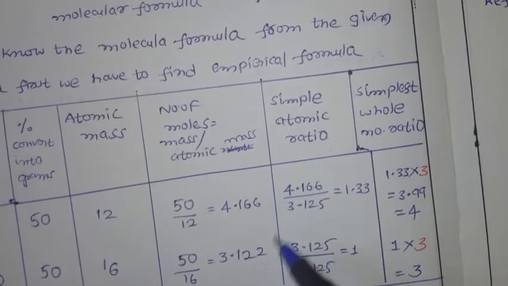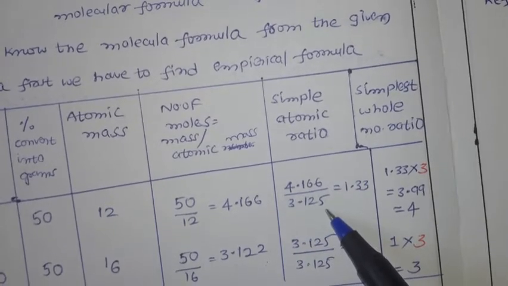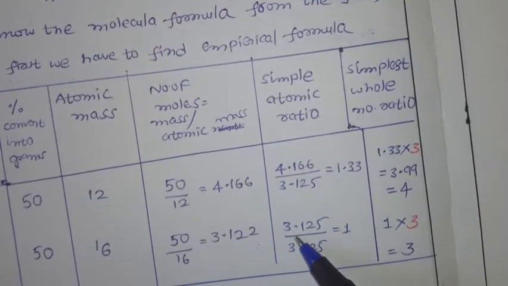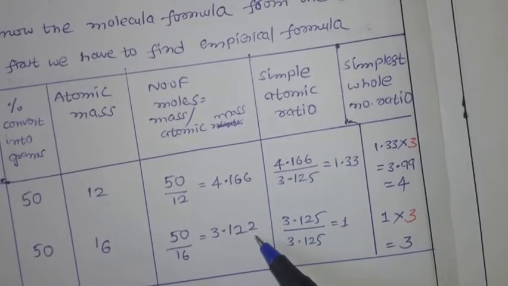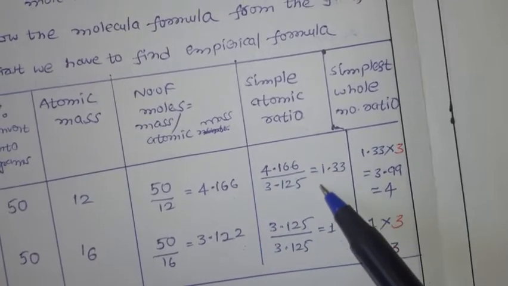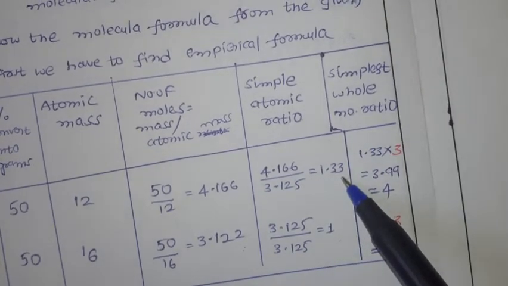So this is my small number. Now this number of moles divided by the 3.125 is what we use, so you are getting 1.33. Next, what happened? Here 3.125 and 3.125, you are getting the 1. So what happened here? We don't have the simplest whole number ratio. Here 1.33 is not the simplest whole number ratio.